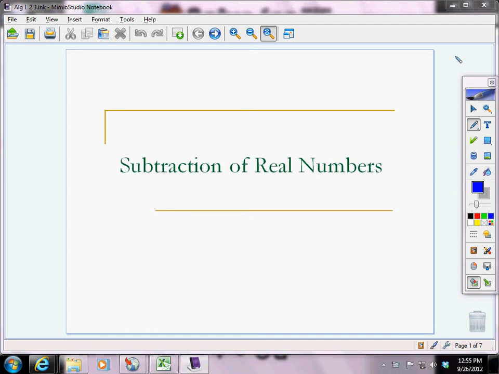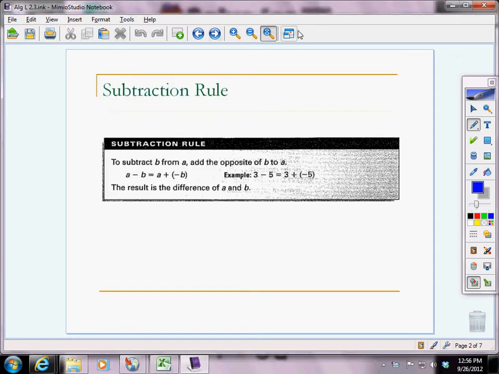Subtraction of real numbers. When talking about subtraction, it's not really any different than any of the subtraction you have ever learned your whole life. What becomes more difficult with subtraction is when we start dealing with negative numbers. So what we have to help us is the subtraction rule. To subtract b from a, add the opposite of b to a.